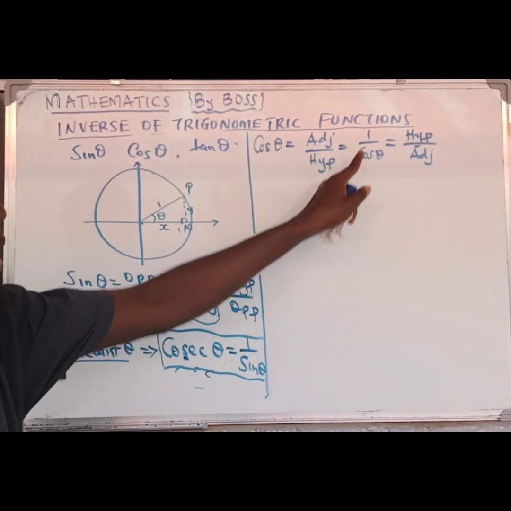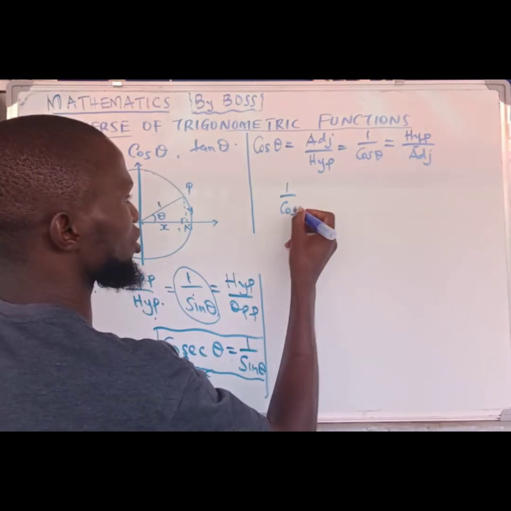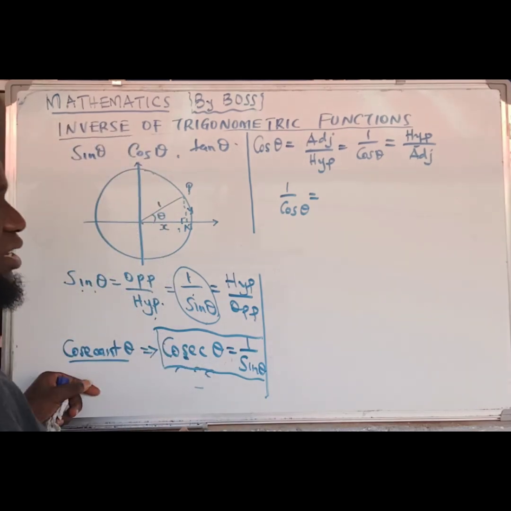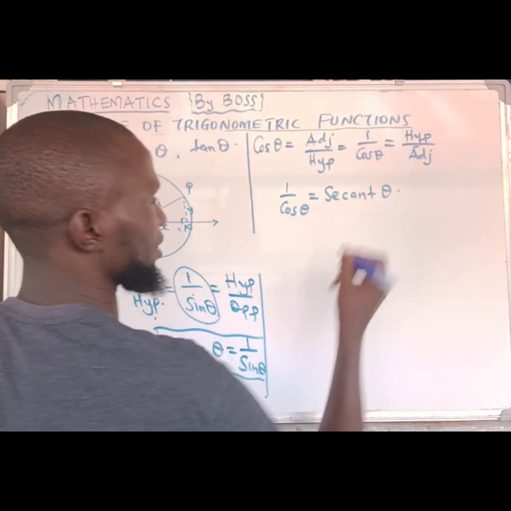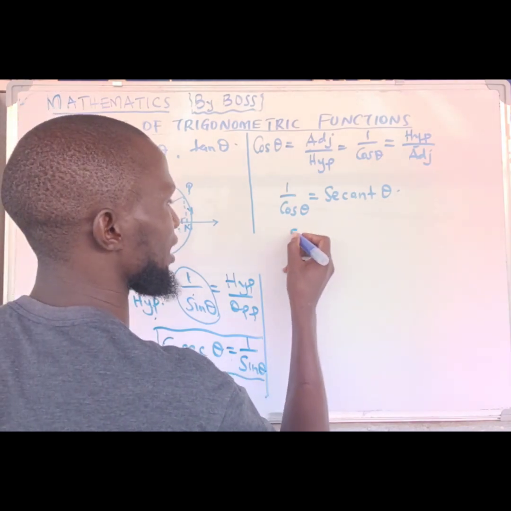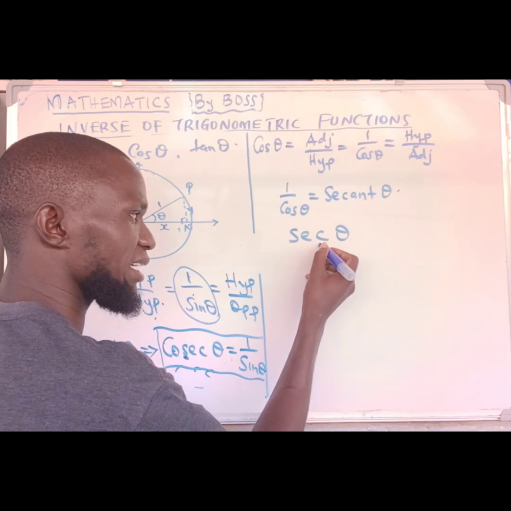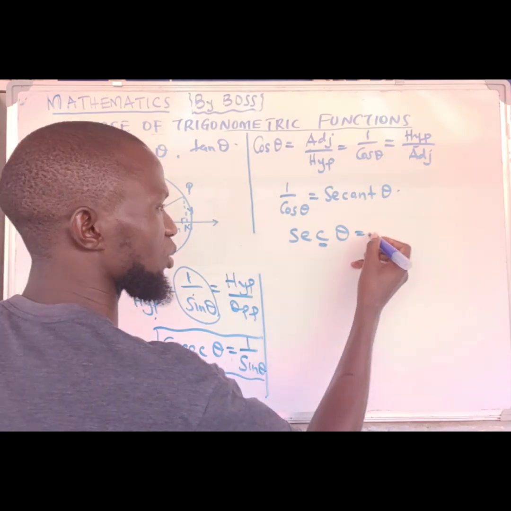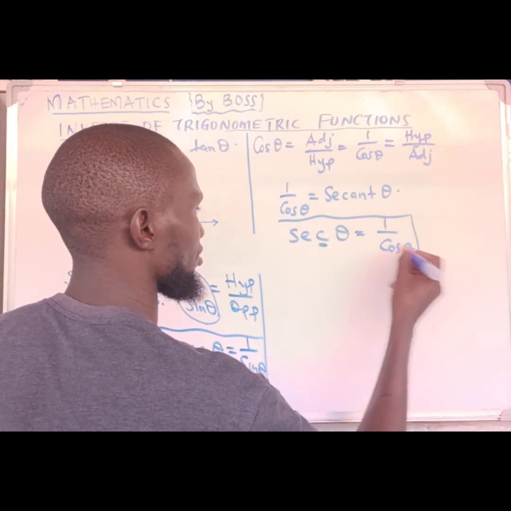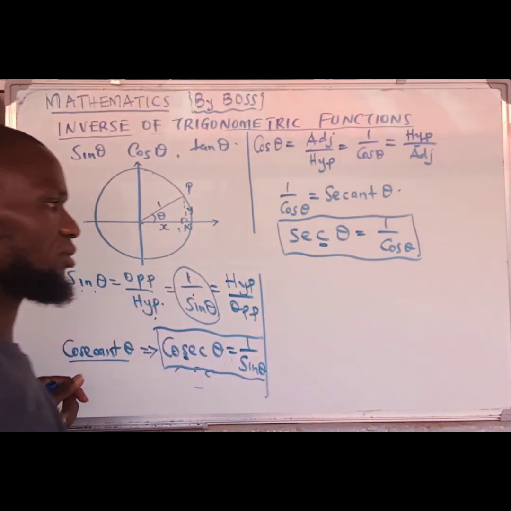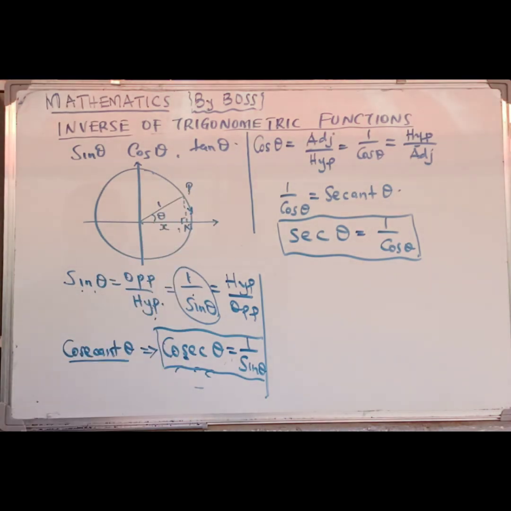But instead of writing 1 over cos theta, 1 over cos theta can also be referred to as secant theta. Or in short form, we say sec theta. Look at the third letter. C stands for cos. Sec theta is equal to 1 over cos theta. Good. Then the last one is tan theta.